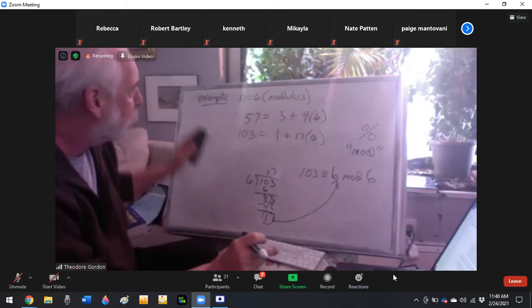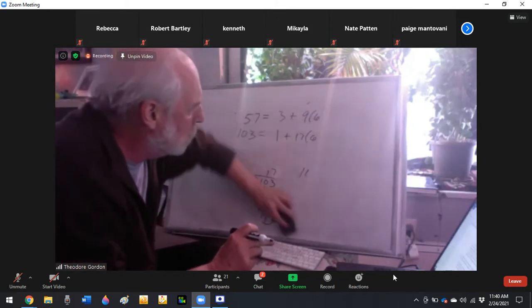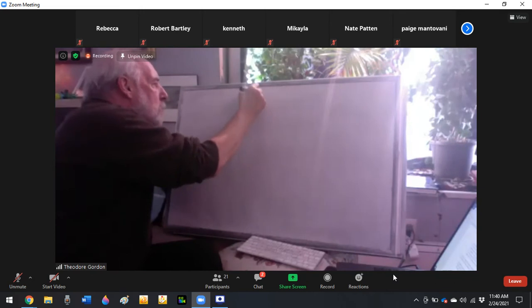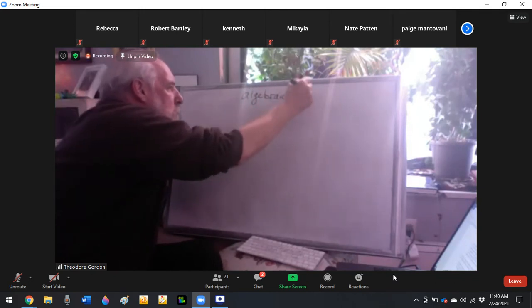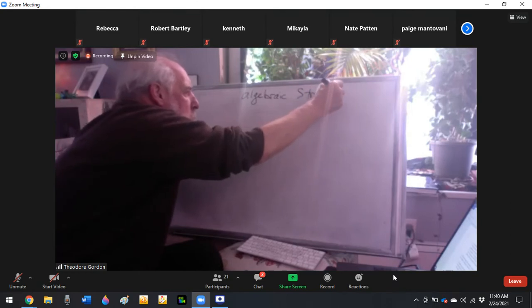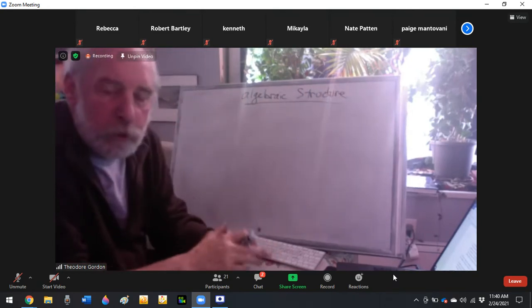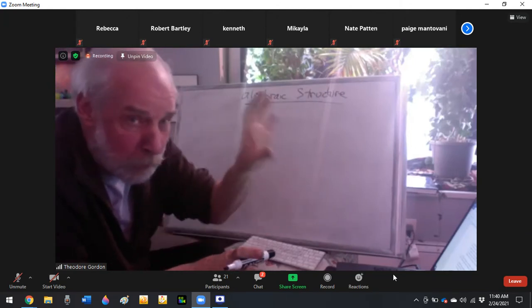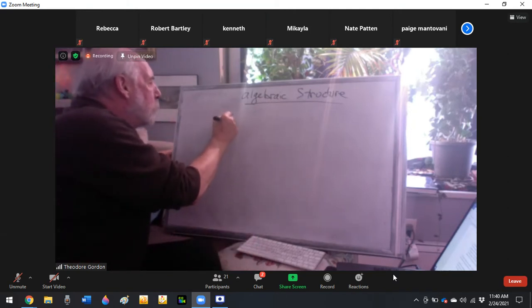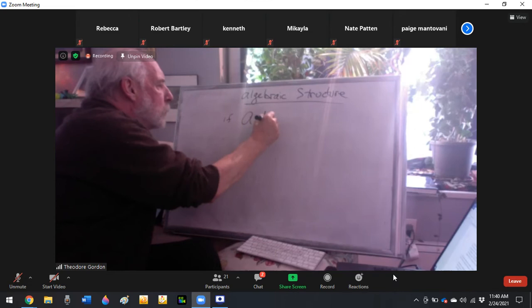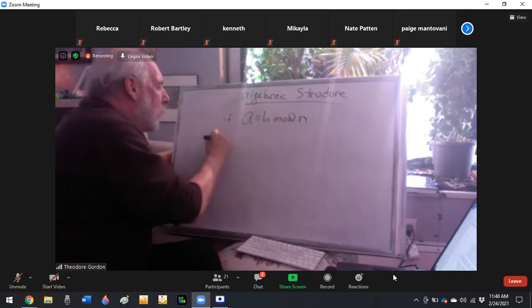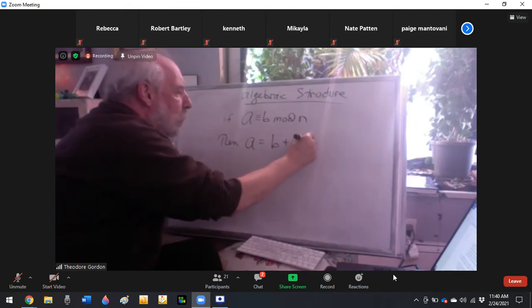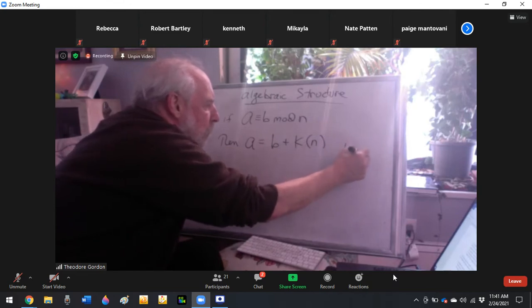All right, so structure. An algebraic structure is the structure that we're going to use to prove things here. Just like when we did argument analysis, we don't care about the words, we just care about the structure of that argument. So if A is congruent to B, mod n, then A is equal to B plus K times n, where K is an integer.